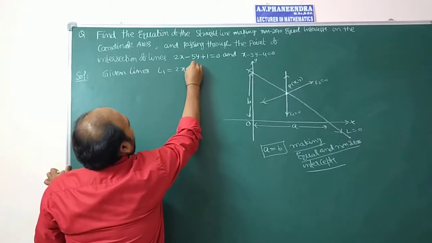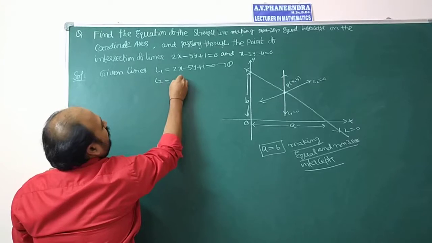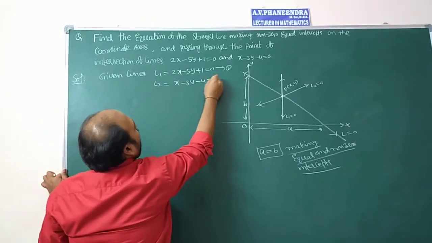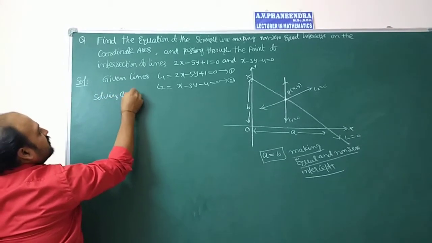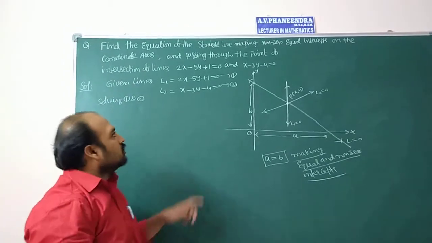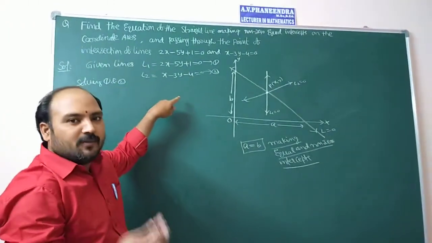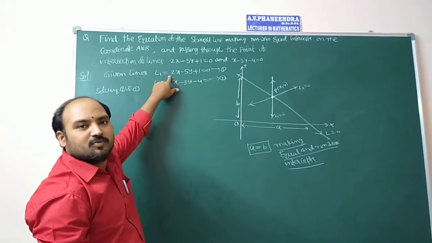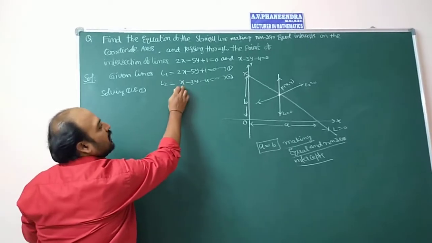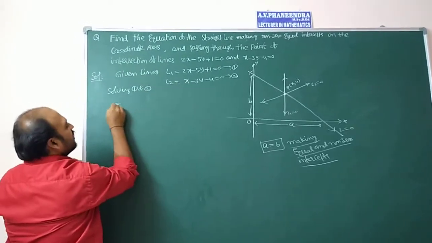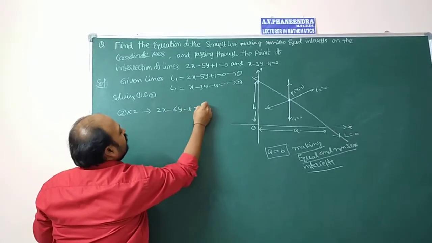L1 equal to 2x minus 5y plus 1 equal to 0 and L2 equal to x minus 3y minus 4 equal to 0. Solving 1 and 2, while solving these equations I want to eliminate the x value. Here the x coefficient is 1, here the x coefficient is 2. So make the x coefficient 2 in the second equation. So multiplying the second equation by 2, it becomes 2x minus 6y minus 8 equal to 0.